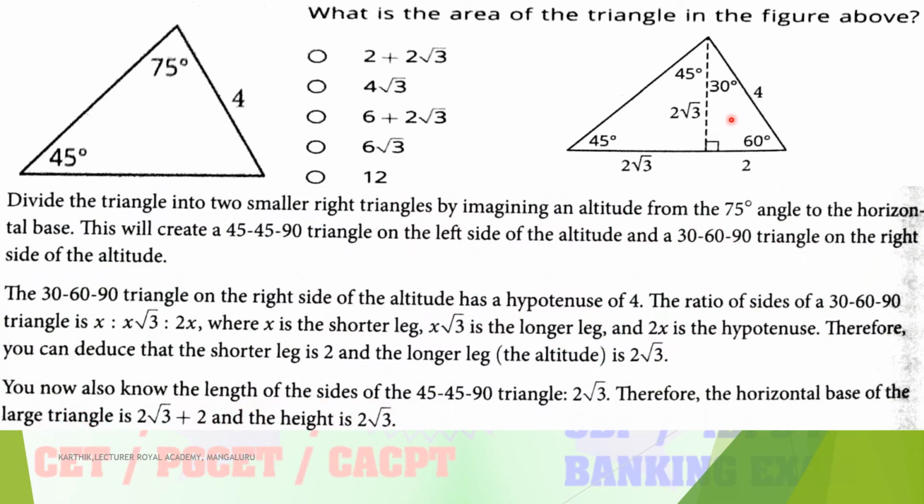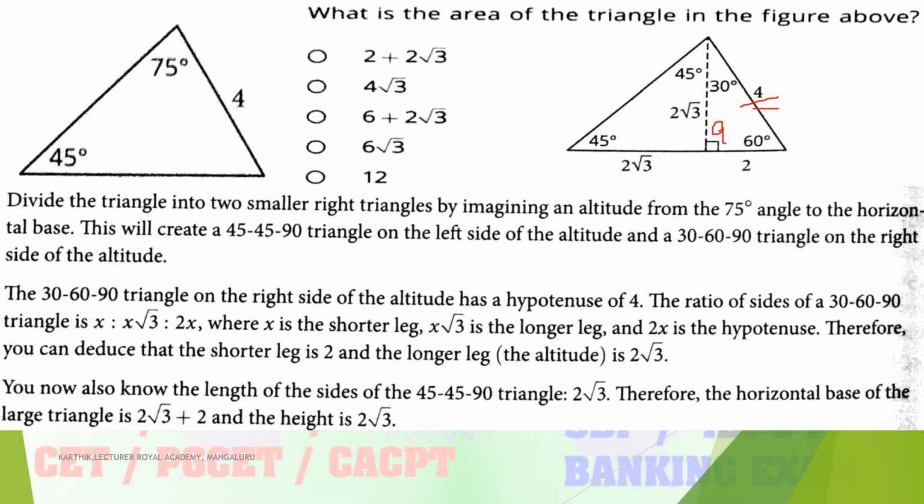You know the relationships. For 45, 45, 90, the relationship is x, x, x square root of 2, which you already saw on the previous slide. For 30, 60, 90, what is the relationship? x, x square root of 3, as well as 2x. This is the relationship. And one side is already given, that is 4.